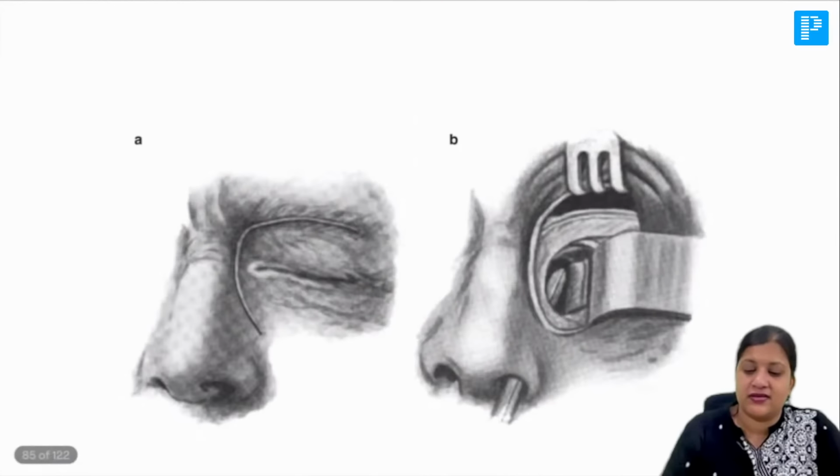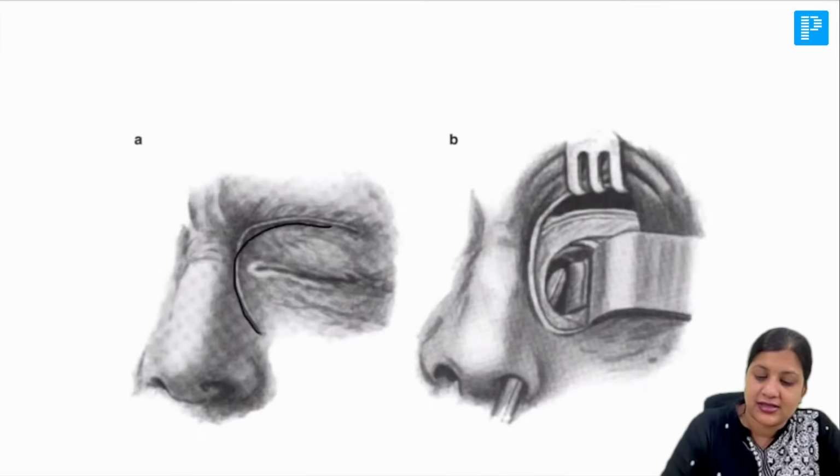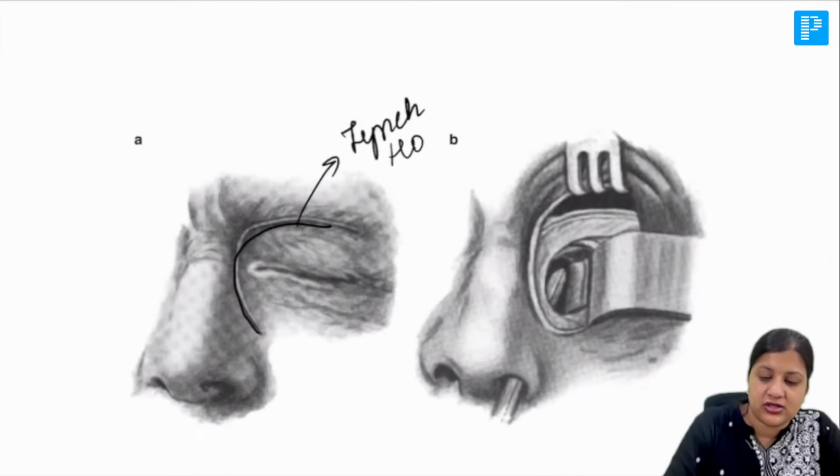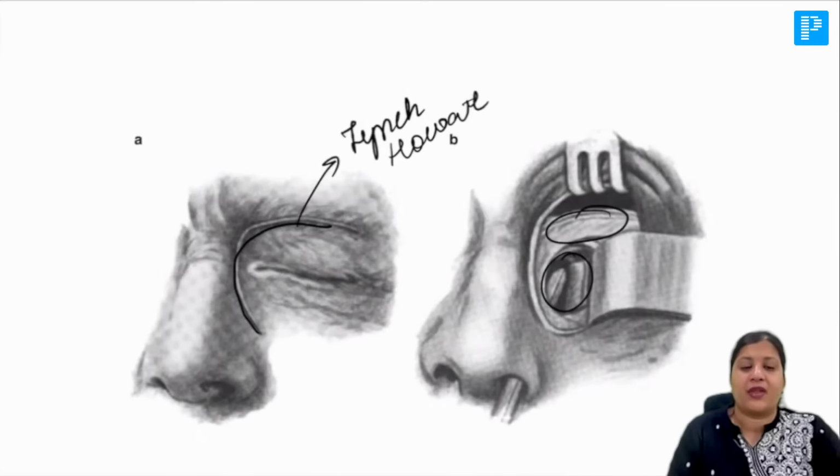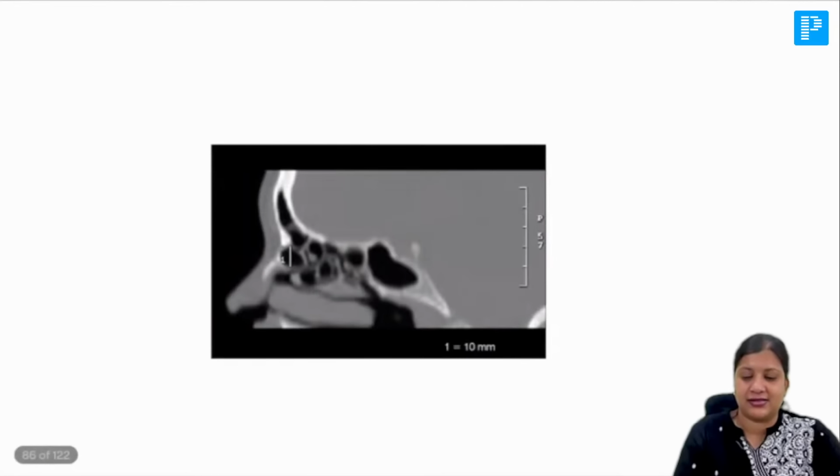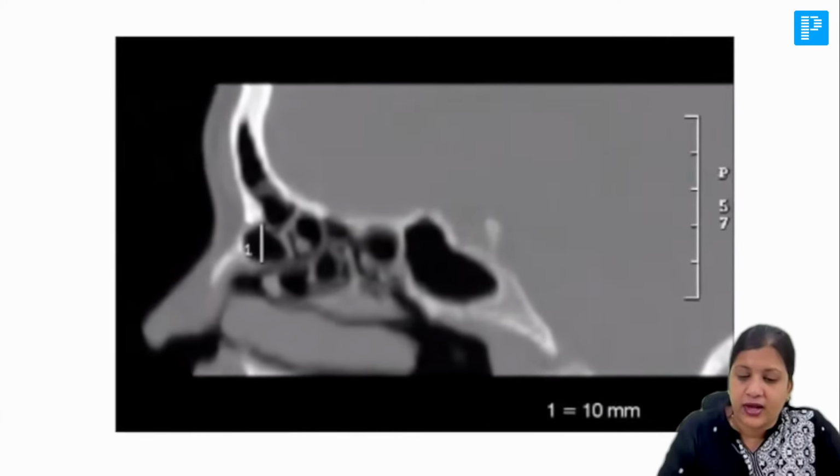Yes. So this incision which I just now discussed is which incision? This is your Lynch-Howard incision, which is used for what? External approach to frontal and the ethmoid sinuses. Yes. Now let's look at the image.